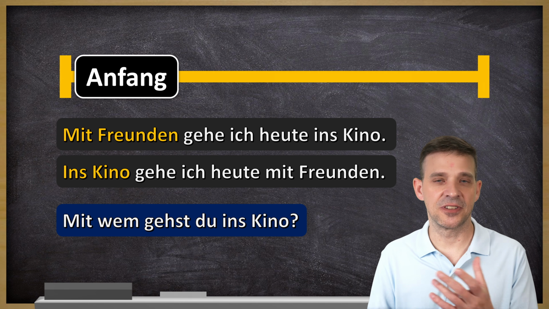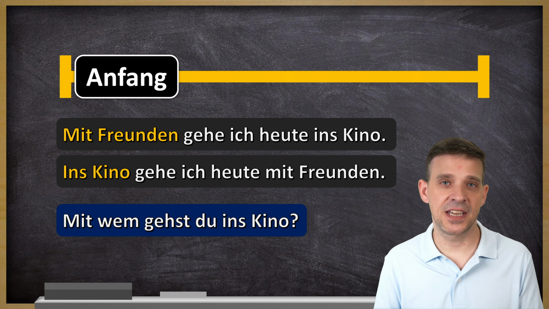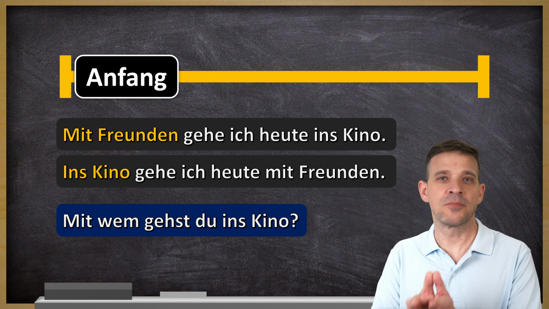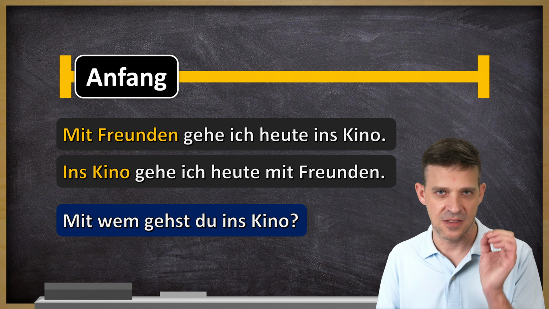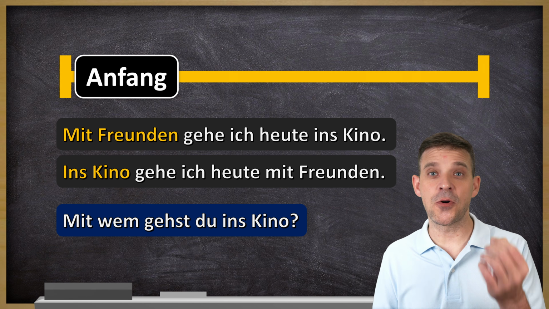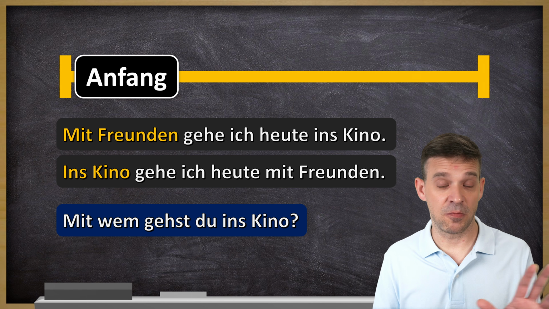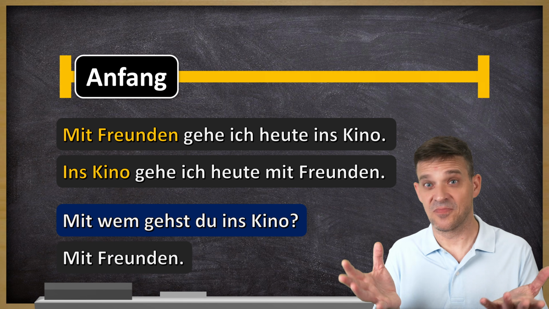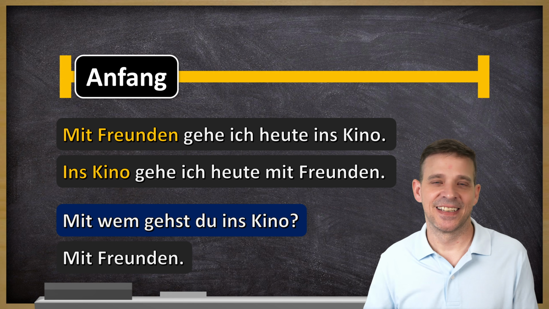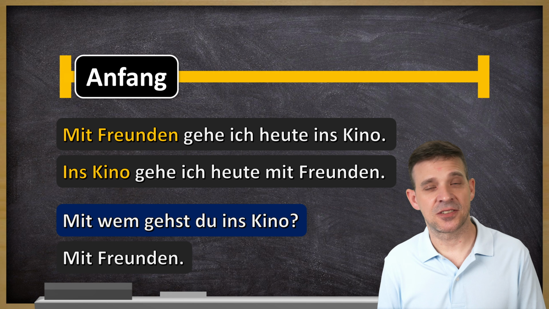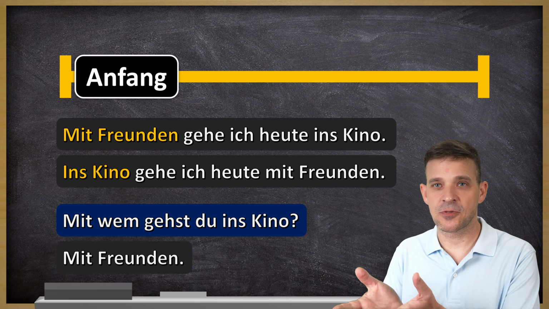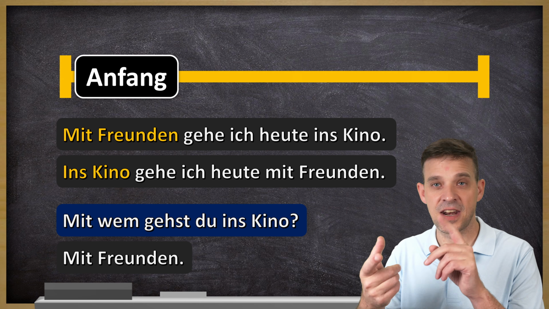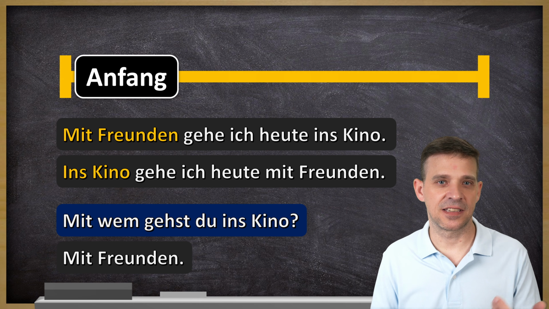Mit Freunden gehe ich heute ins Kino. Oder ich gehe heute mit Freunden ins Kino. But the question is really like, who are you going with? So the most important information of the answer is mit Freunden. So in spoken German, we wouldn't use this complete sentence. We would just answer mit Freunden. That's it. Not grammatically correct, but we like to keep it short when we speak. So when you hear somebody answering this question, they might just answer with a name or mit Freunden, just like this.